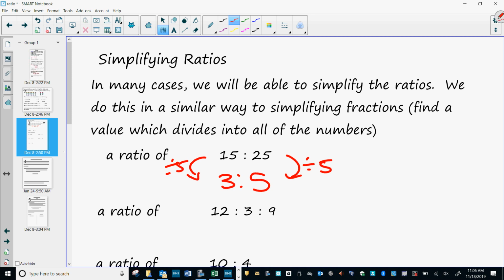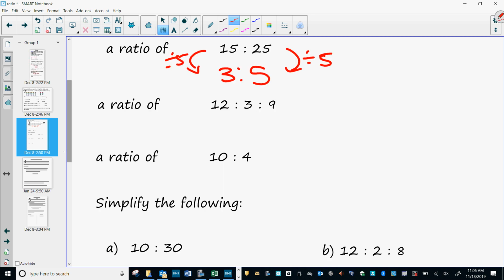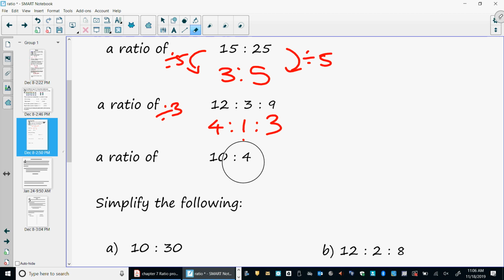And here's a 3er, so as I've just been saying, you need to make sure that the number goes into all of them. So what number goes into all of them? 3, so we're going to divide by 3. You just leave them as is, but these examples. So 10 to 4 becomes 5 to 2. Good, not 2 to 5.